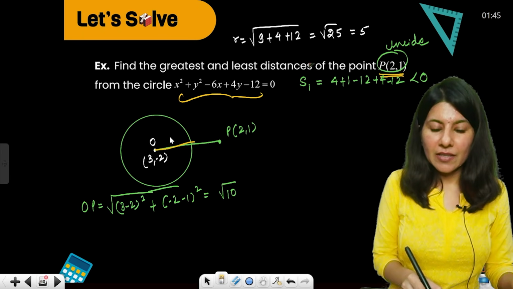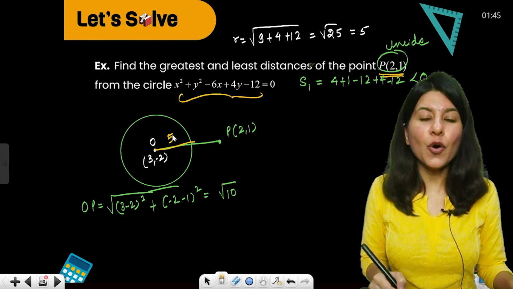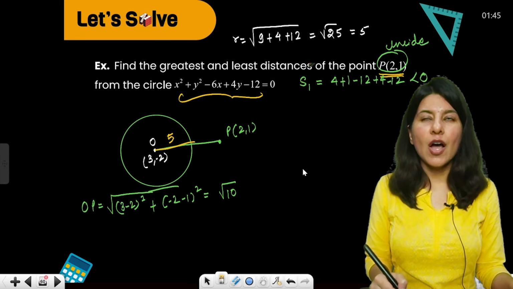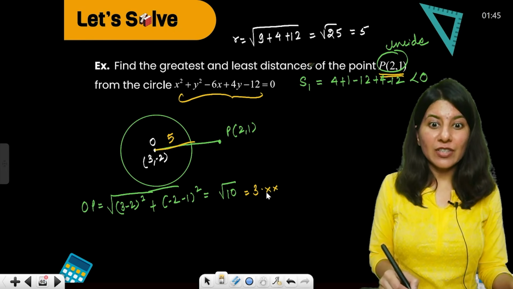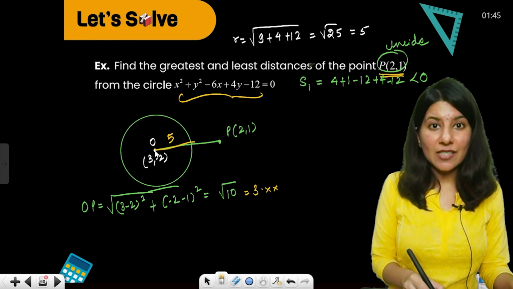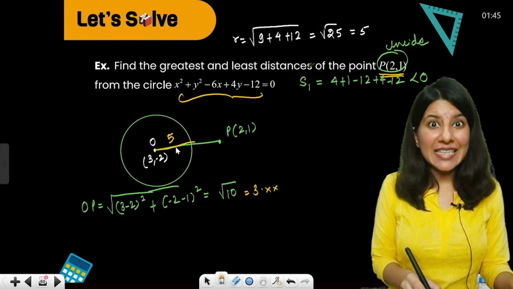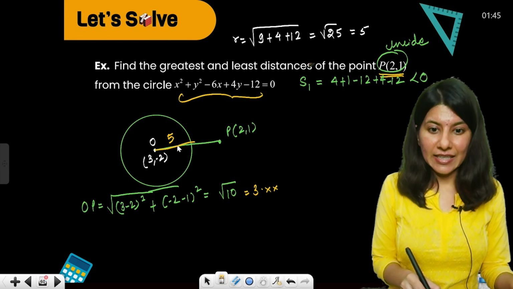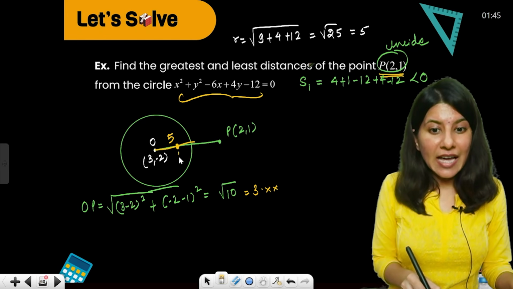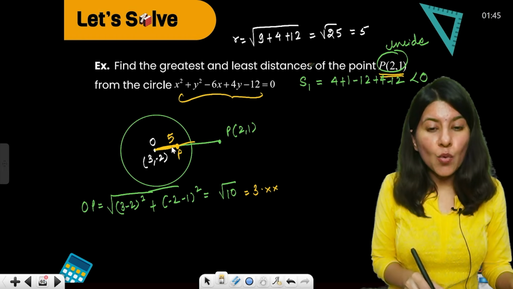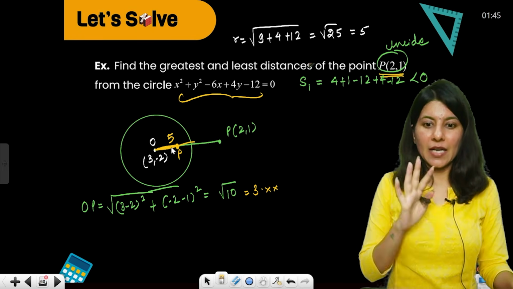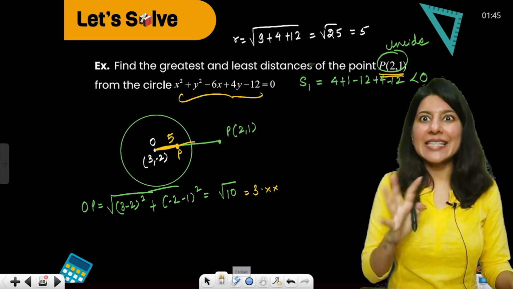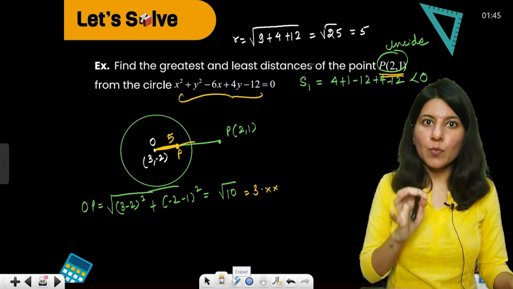Now you tell me, is 5 greater or is root 10 greater? Obviously, root 10 is 3 point something. So if it is 3 point something, that means the distance from O to P is less than 5, right? P will lie somewhere over here, then only this OP will become 3. Are you getting my point? Okay, so P is lying inside the circle. That's what my whole point is.